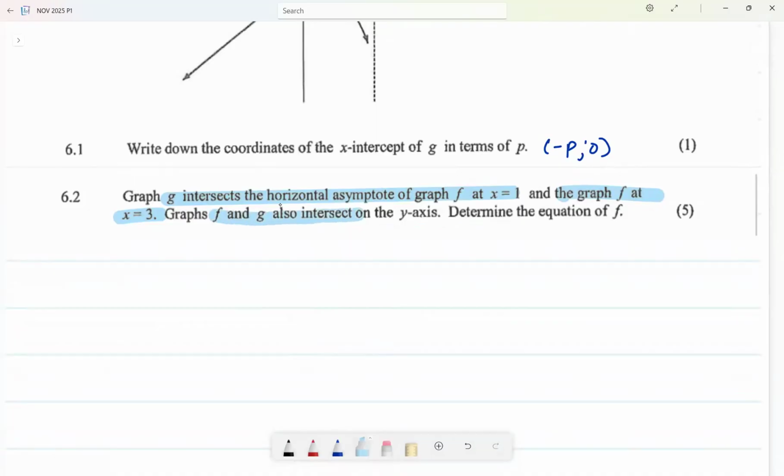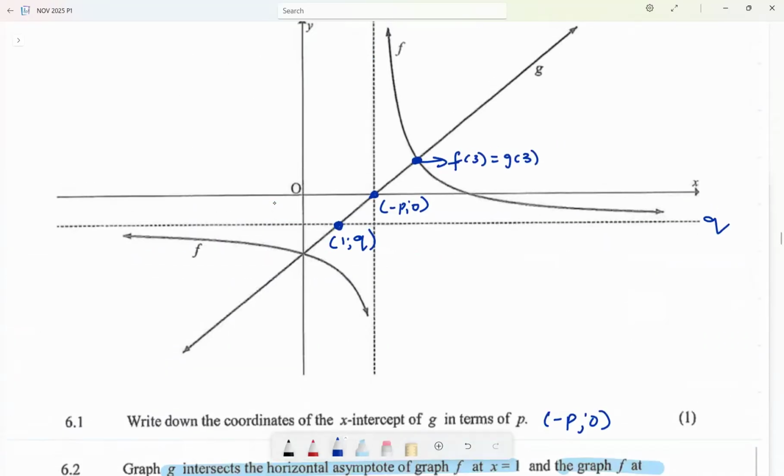And then graph f and g also intersect on the y-axis. On the y-axis here. So on the y-axis, what do I know? That x is equal to 0. So f of 0 is equal to g of 0. So these are the information that I have. First one, second one, and the third one. And they should be very important in helping me.